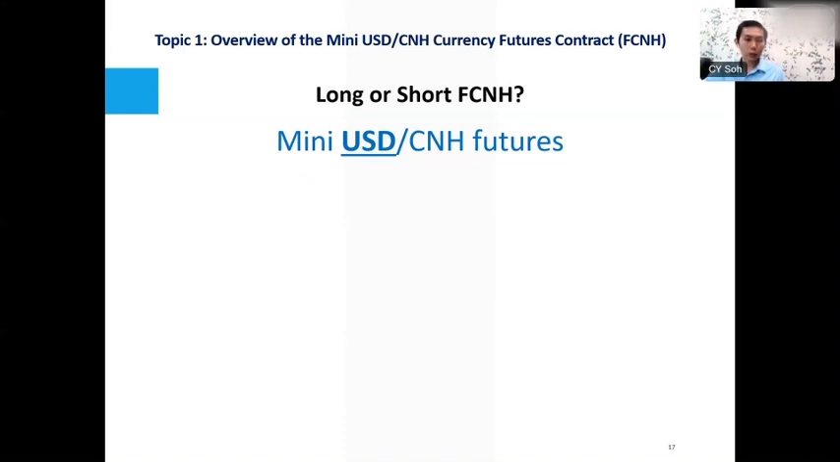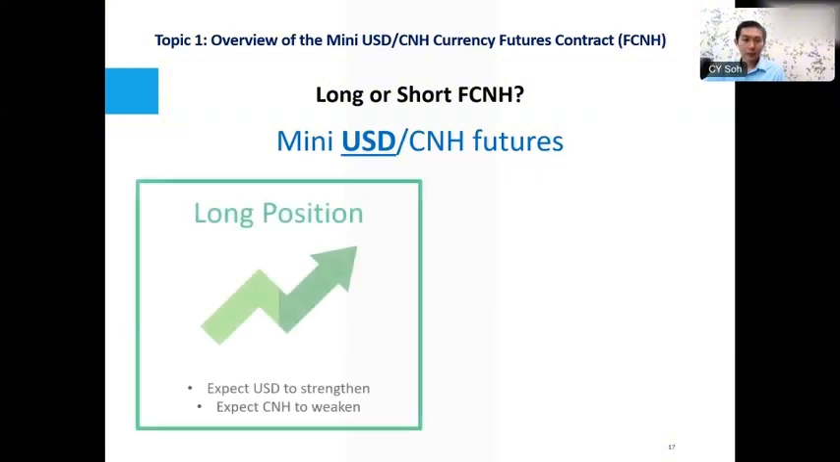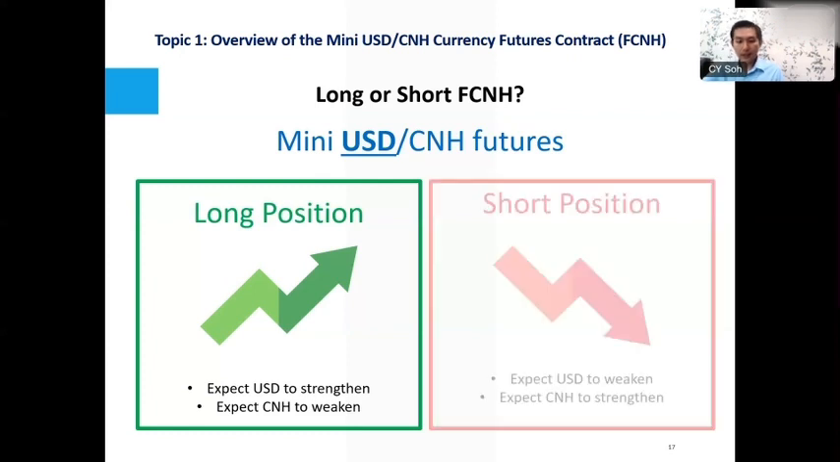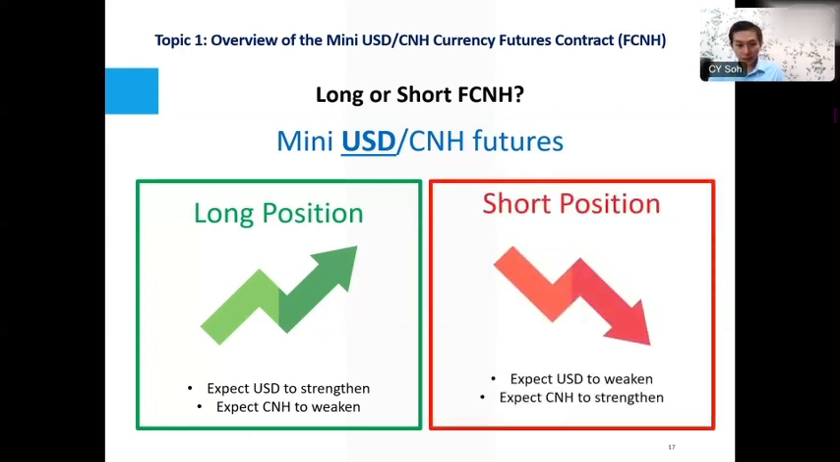When you trade your Mini USD slash CNH futures, we have two positions, right? Long and short position. Remember, when you take a long position, it's when you expect your US dollar to be strengthening or when you expect the Chinese currency to weaken. And when you take a short position for FCNH, it means when you expect US dollar to weaken or when you expect the CNH to strengthen.